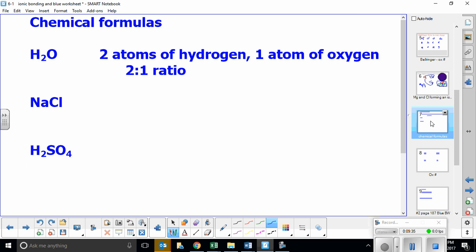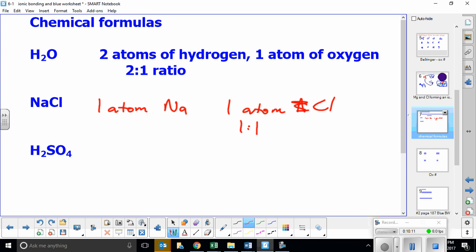Let's take a look. Oh, chemical formulas. So chemical formulas, like we just wrote down with MgCl2, tell you how many atoms of each element you have and what the ratio of those is. So with sodium chloride here, we've got 1 atom of sodium and 1 atom of chlorine, and we'd have a ratio of 1 to 1. 1 sodium to 1 chlorine.